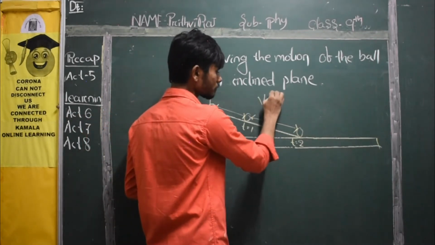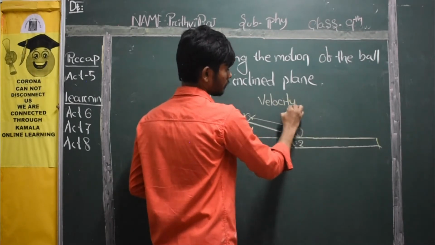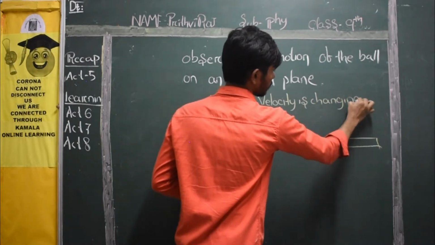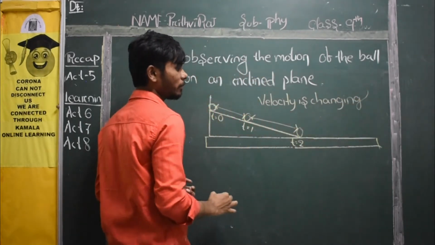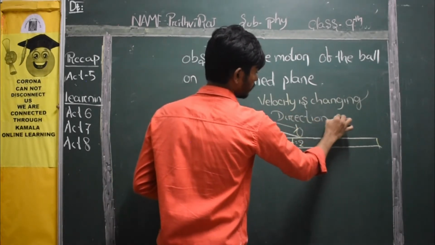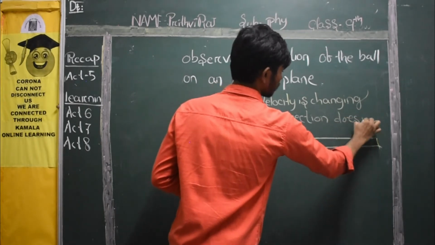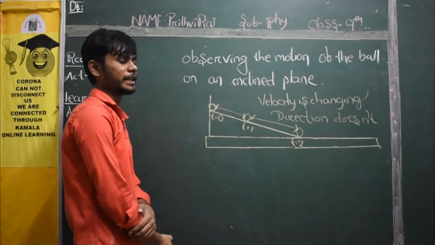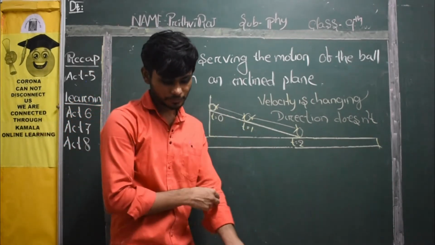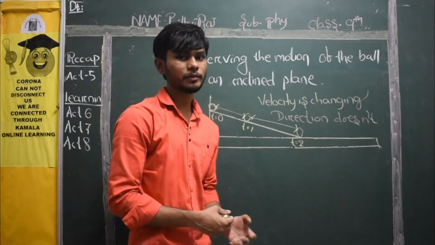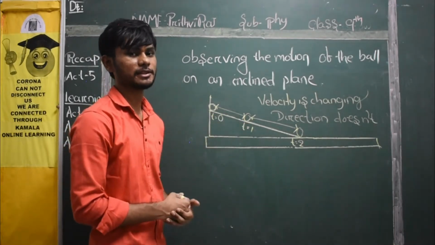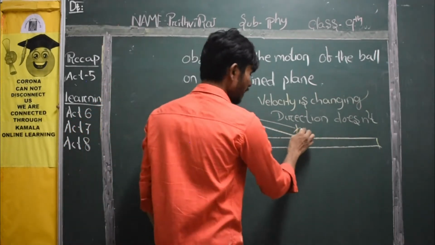What is changing? Velocity is changing. Right? But what about direction? Direction doesn't change. Velocity changed, but direction didn't change. Okay? Next, we will follow the same process. Now what we will do? We will do the same process but in the inverse method. What is the inverse method? Now we will place the ball over here.